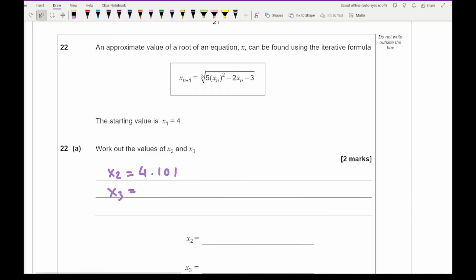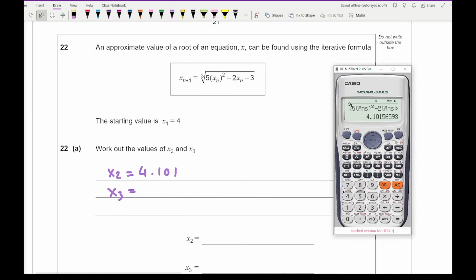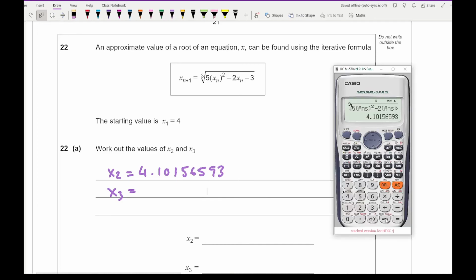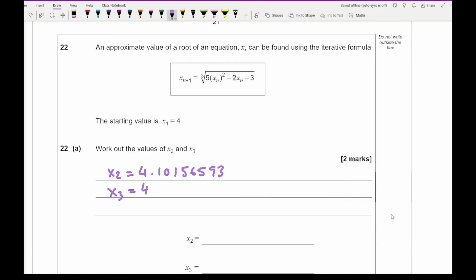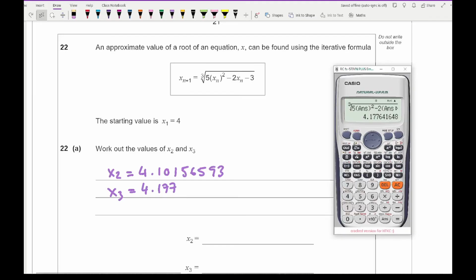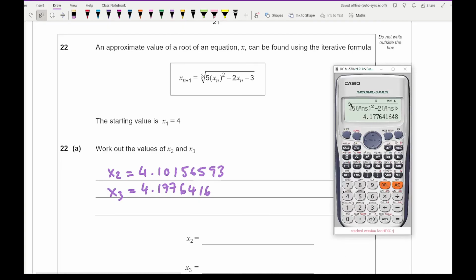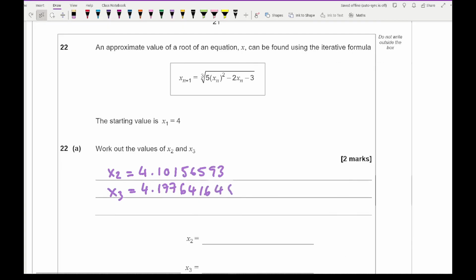So my first answer is going to be 4.101, and let me just write down the other digits, 56593. And then for x3, keeping it on the calculator, pressing equals again, I get 4.177, I think 6 was the next digit, 641641648, I think it was. Yeah. And again, if you want to round off your answers, that's absolutely fine, obviously making sure that you are putting it in the right spot.